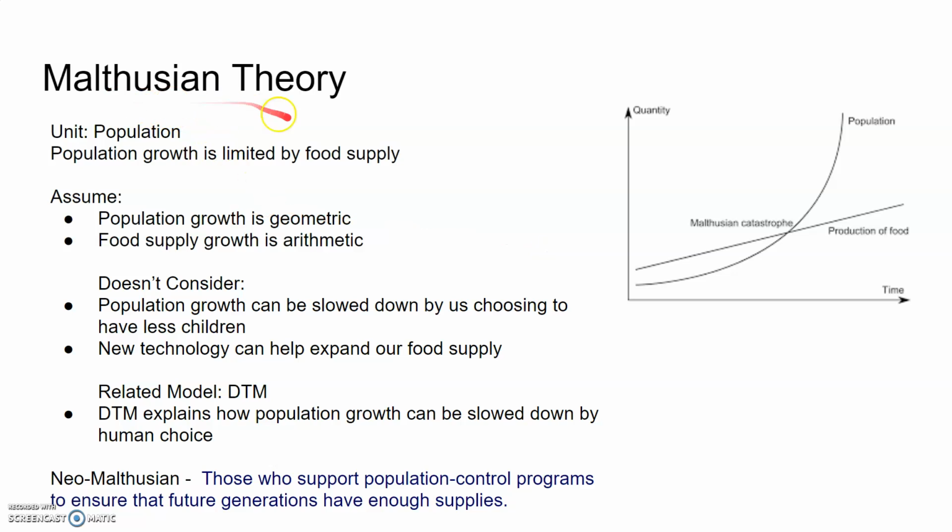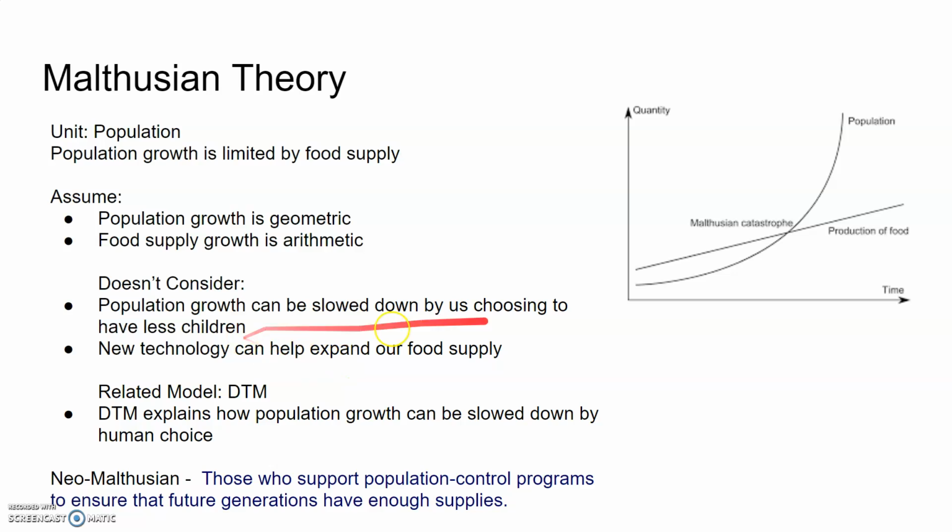So the next theory is the Malthusian theory. This talks about population and how population growth can be limited by food supply. It assumes that population growth is geometric, otherwise exponential, and that food supply is linear, so it can't really support the population at a certain point, which would be right here.